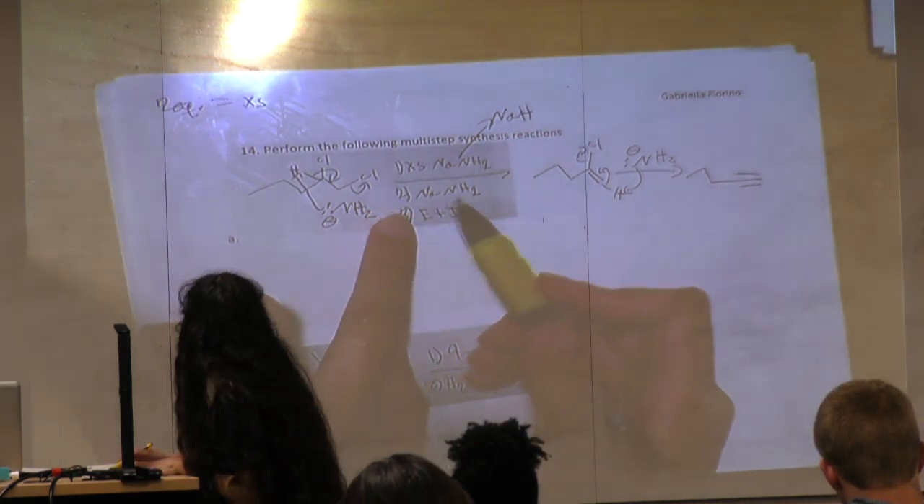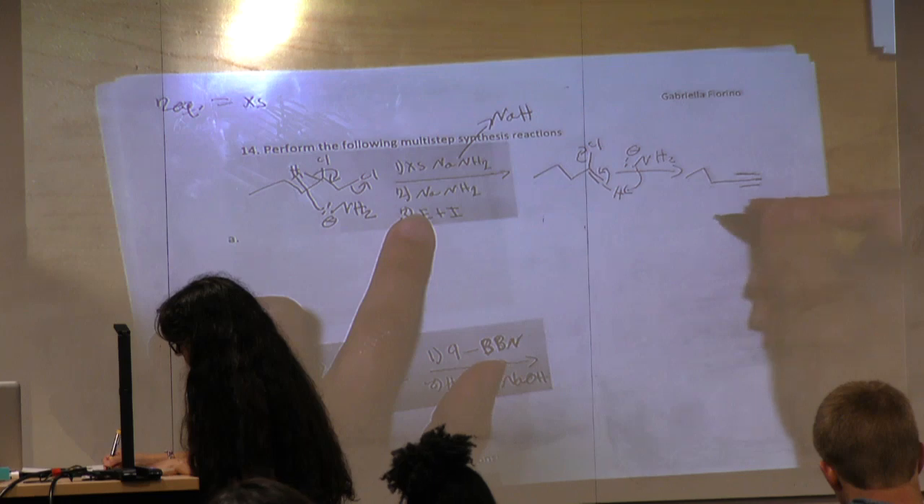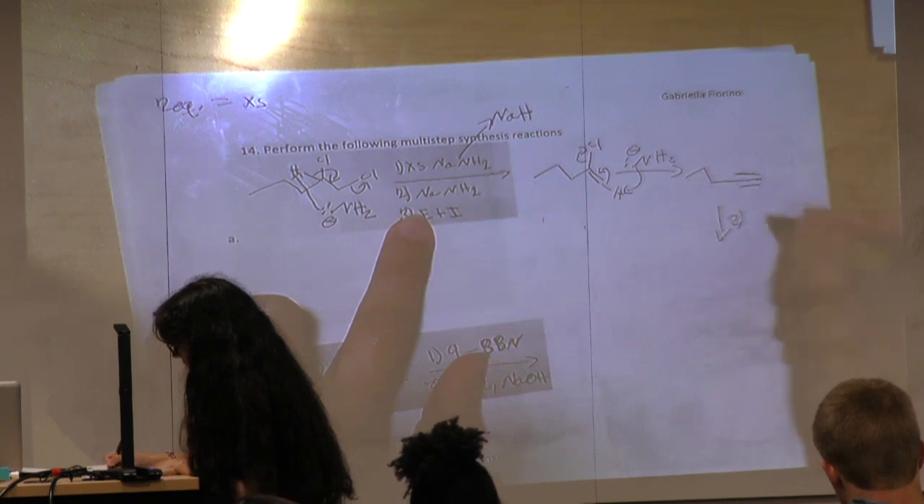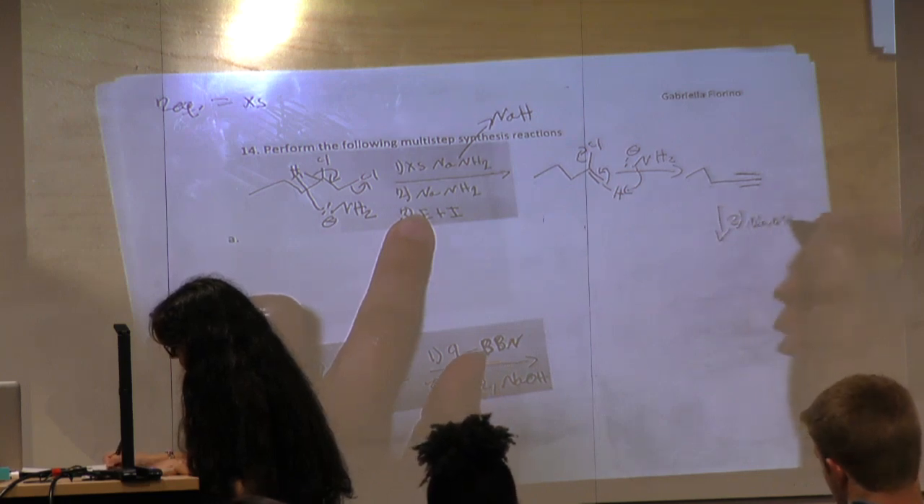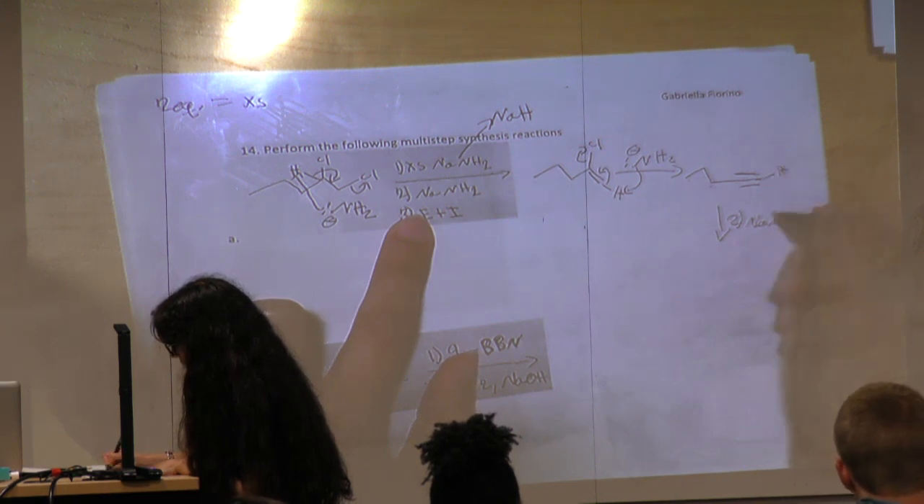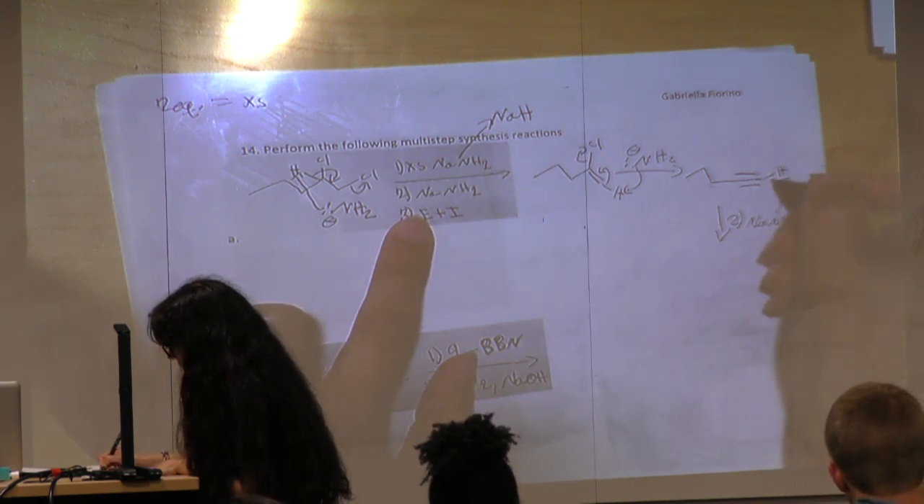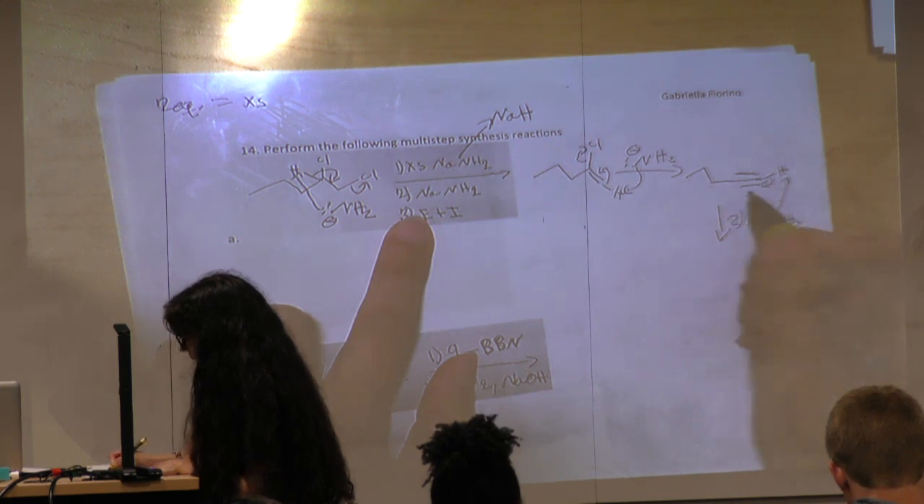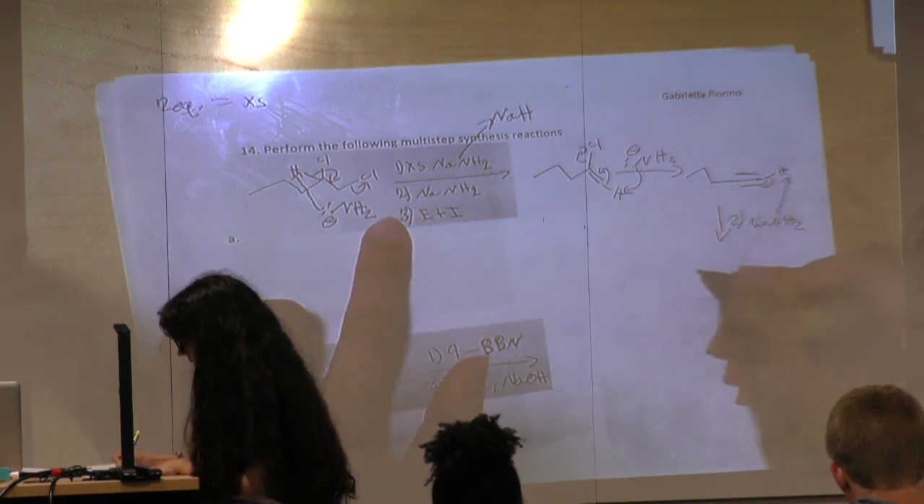Step 2, that was only step 1. Now we're going in with step 2 with another NaNH2. And what we're going to do is we have a hydrogen hanging out over here. We're going to pick that off and form a carbanion.